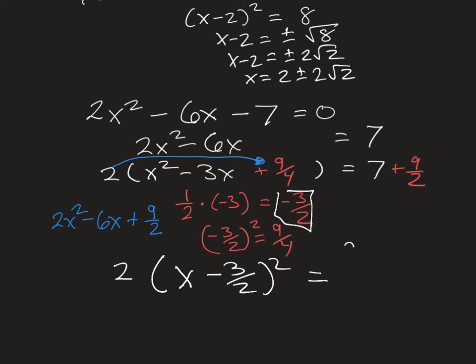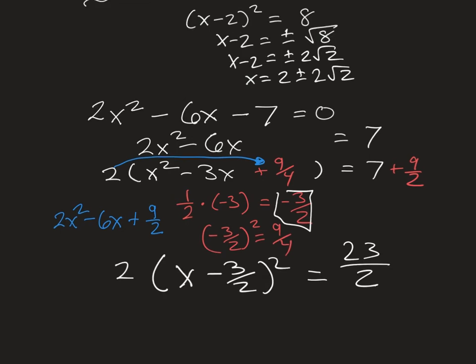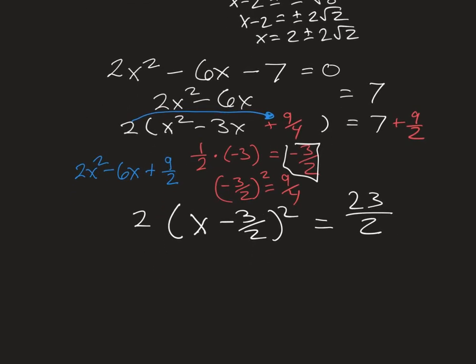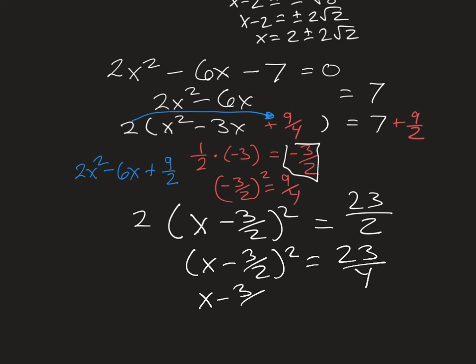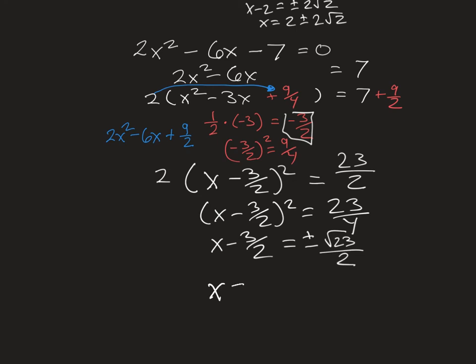23/2. All right, and now I can't take the square root of both sides yet, because remember, I want the perfect square on the left. I've got to divide both sides by 2, equals 23/4. Now I can take the square root of both sides. X minus 3/2 equals plus or minus the square root of 23, and 4 comes out as 2. So my final answer here would be x equals 3/2 plus or minus root 23/2.